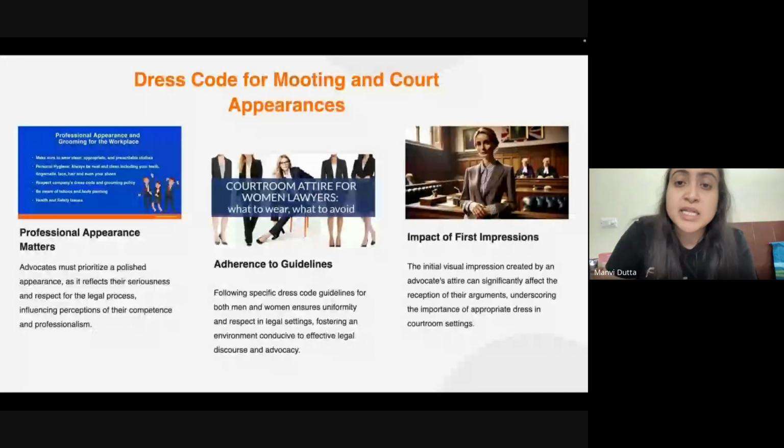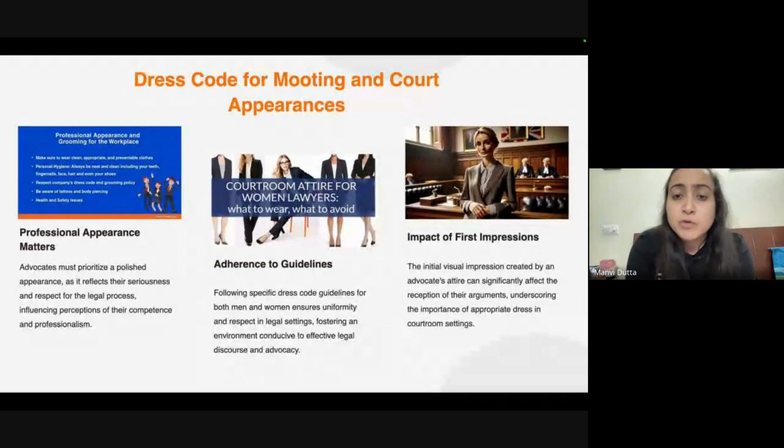Either they can go for any Western business suit, right? Or they can wear a kurta as well. In Indian courts, you might have seen that women lawyers are wearing kurta. But in a moot court competition, it is recommended to wear the suit, that is the business suit.